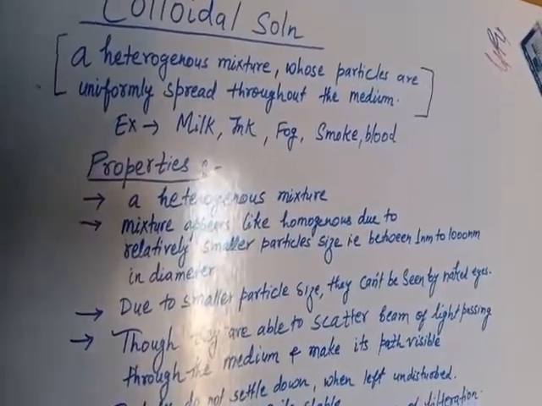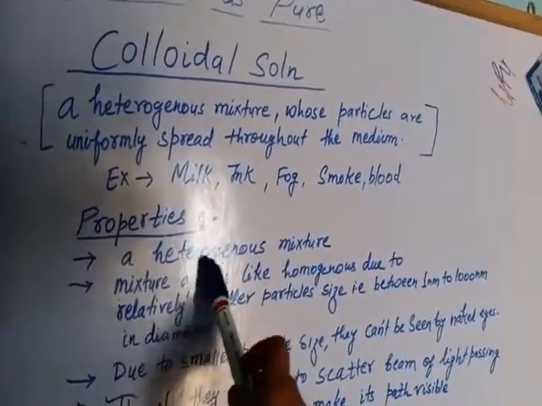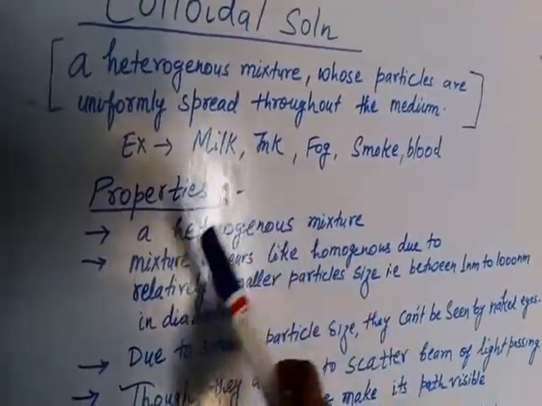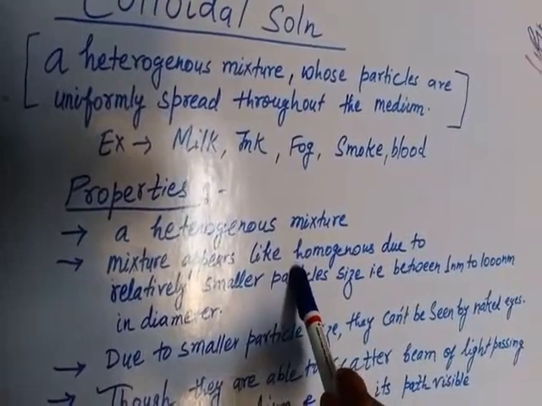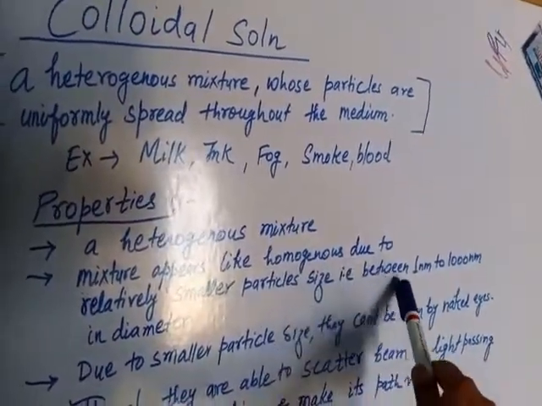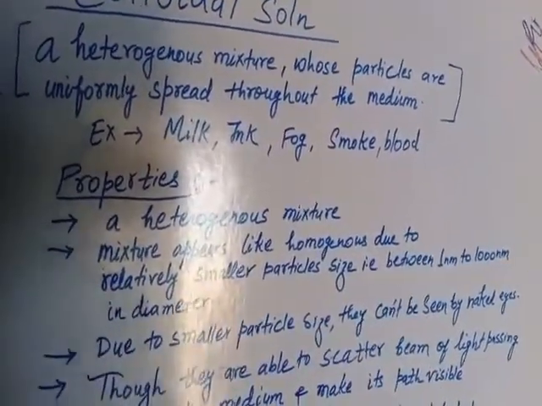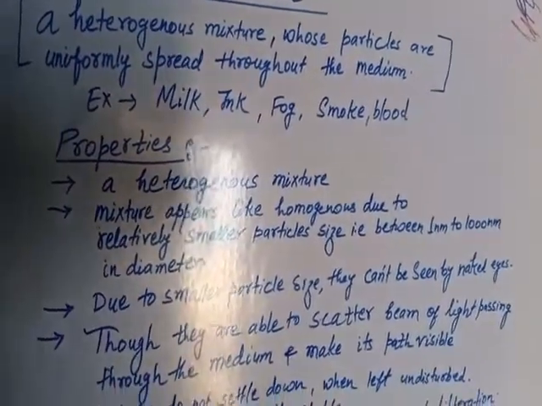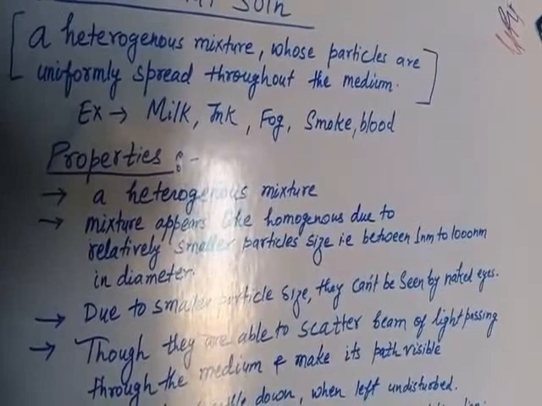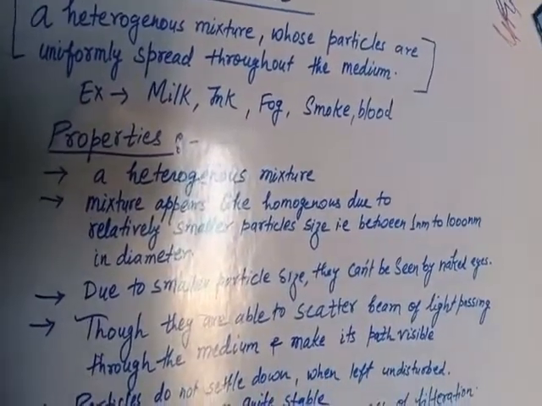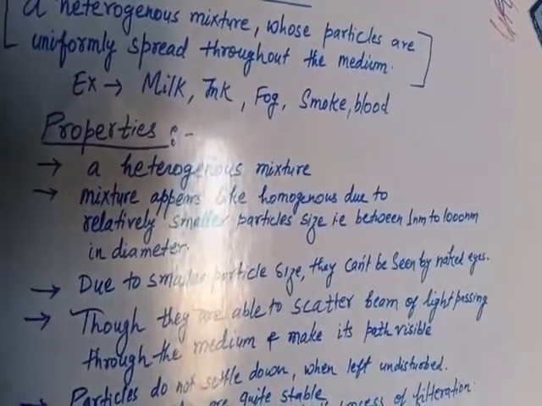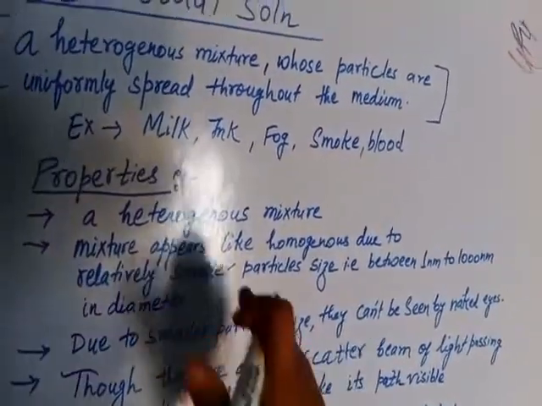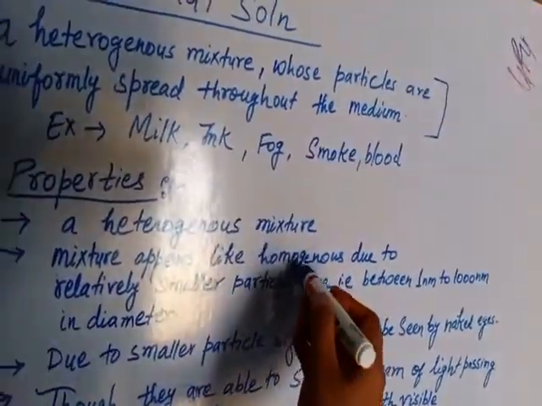Now the second property is that the mixture appears like a homogeneous one. As I told you, they appear homogeneous due to the relatively smaller particle size, which is between 1 nanometer to 1000 nanometers in diameter. Okay, so here we can see the particle sizes are not as large as those of a suspension. It is between 1 nanometer and 1000 nanometers. That is why the mixture appears homogeneous.